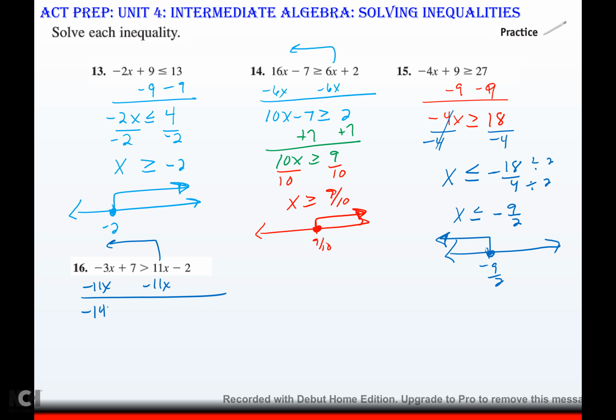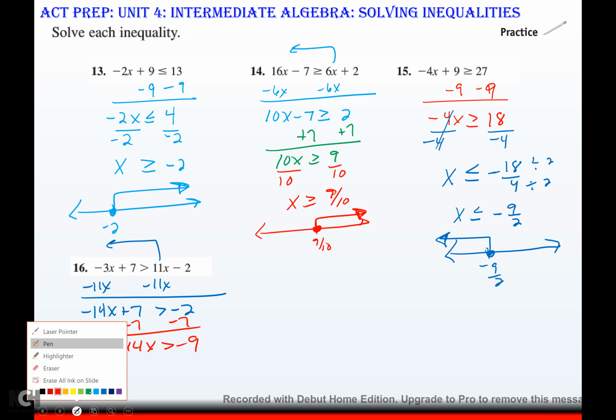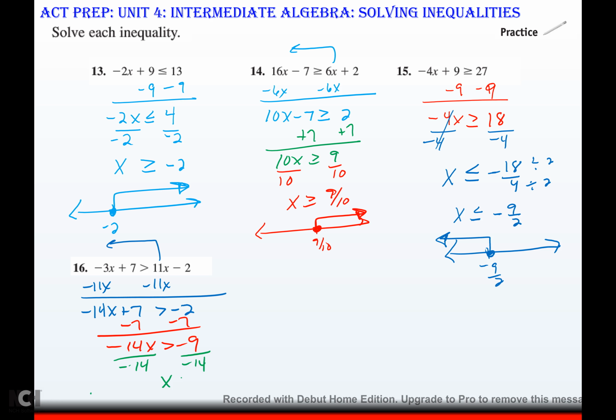I get negative 14x plus 7 greater than negative 2. To get x alone now, I'm going to minus 7. That gives me negative 14x greater than negative 9. Divide by negative 14. And I get x is, flip it, less than a positive 9/14, which means I cannot include 9/14, but I can include anything smaller than that. Okay?